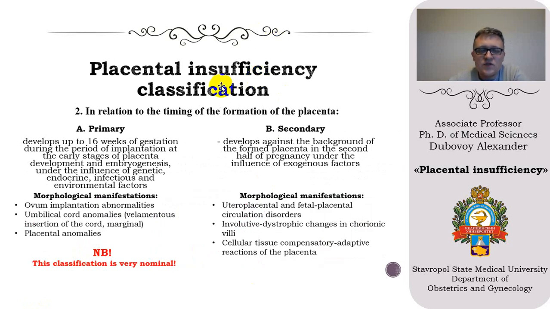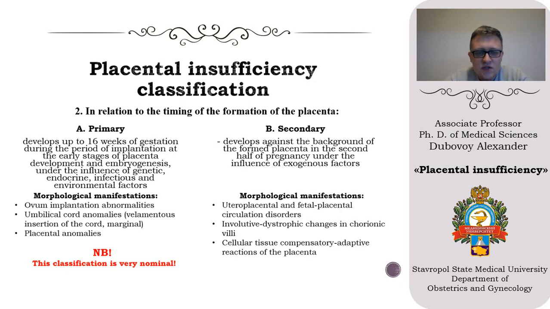Placental insufficiency classification in relation to the timing of the formation of the placenta: primary and secondary. Primary develops up to 16 weeks of gestation, during the period of implantation, at the early stages of placenta development and embryogenesis, under the influence of genetic, endocrine, infectious, and environmental factors.